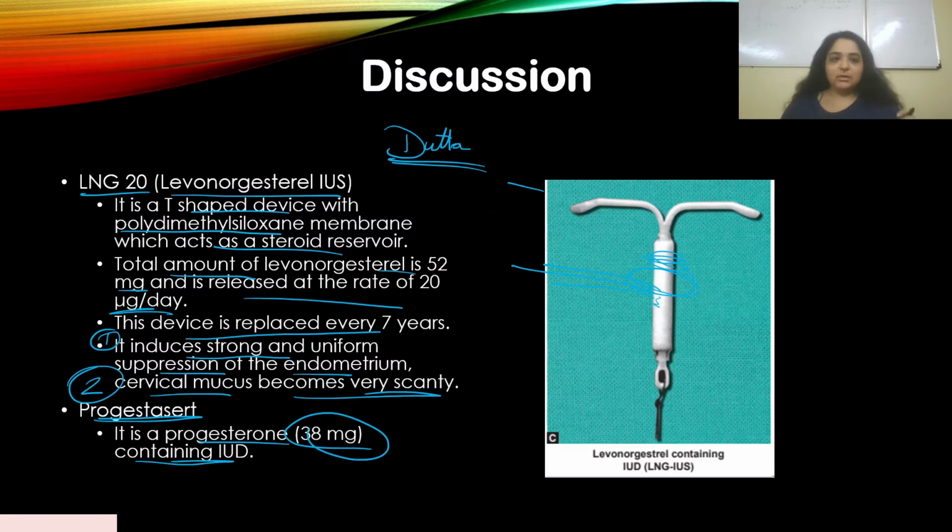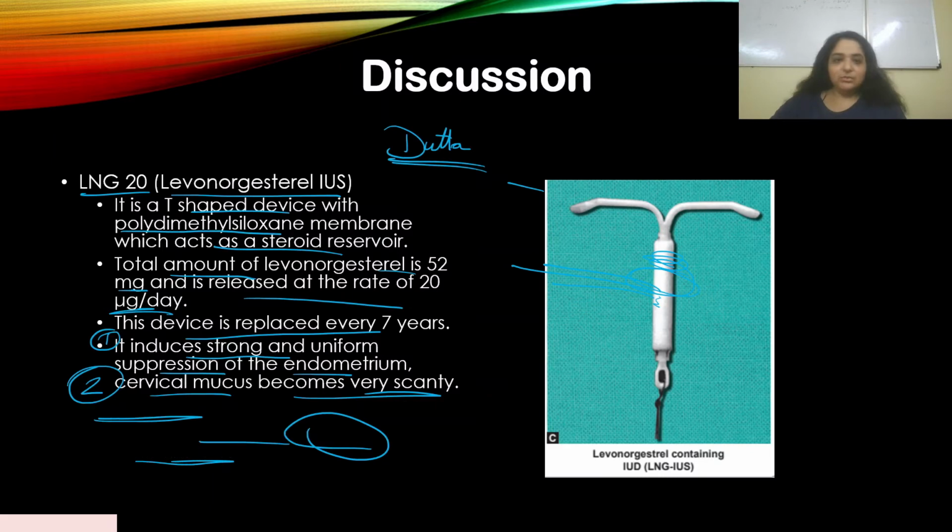But copper also plays a role, like I said, and hormones also play a role. Like I said with birth control pills, how hormone levels are changed. Similarly, LNG 20 type of IUDs play a role like that, where hormones are secreted out and they in turn suppress. They have a uniform suppression of the endometrium, and the cervical mucus also becomes scanty, so it becomes very difficult for fertilization and implantation to take place. Eventually pregnancy is avoided in such a situation.